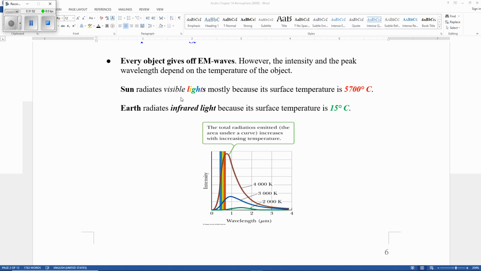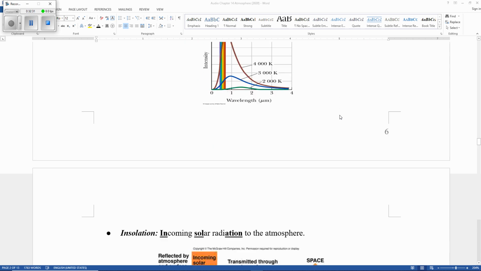So the sun radiates visible light. Different colors combined give you white light. So what about the Earth? The Earth also radiates, but because the Earth's temperature is only 15 degrees, the Earth radiates heat, or what we call infrared light. It's heat, invisible. So what kind of radiation depends on the temperature? The sun gives visible light, and the Earth gives infrared, or heat.